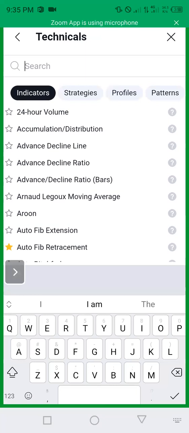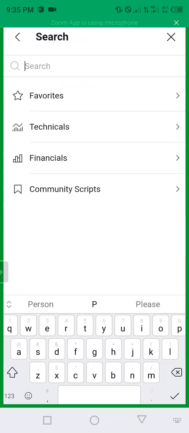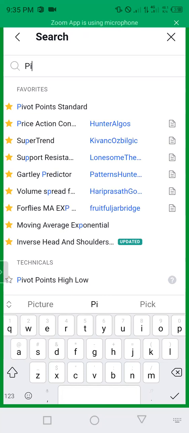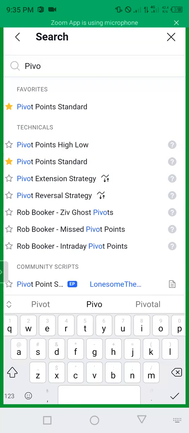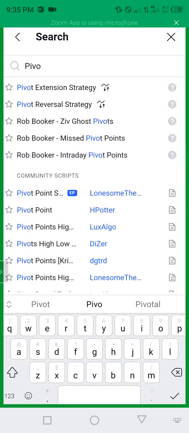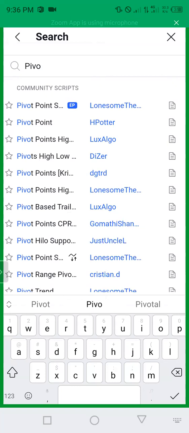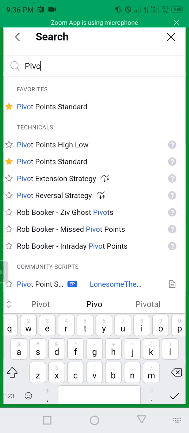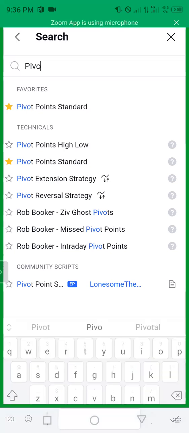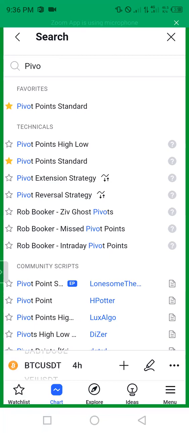Pivot point standard. There are very many. We have points high low, pivot point standard, pivot extension strategy, pivot reversal strategy, Rob Booker pivots, and other pivots. But we want to look at the pivot point standards. There are so many pivots, but I am showing you this one. That's the one that I want you to look at.